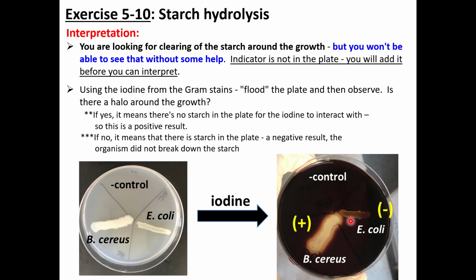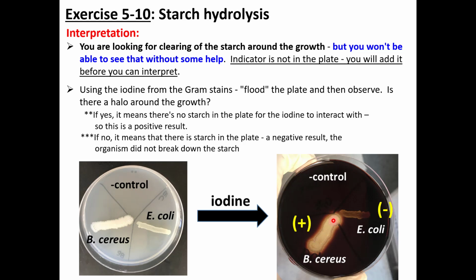So what iodine is doing here, it's actually interacting with starch. So every part of the plate that has starch turns into this dark color. But if starch is missing from that spot of the plate, because it has been used, the bacteria is eating that starch, so now there's nothing to interact with. So iodine is not going to interact with anything. And then we would see this beautiful halo around the growth.